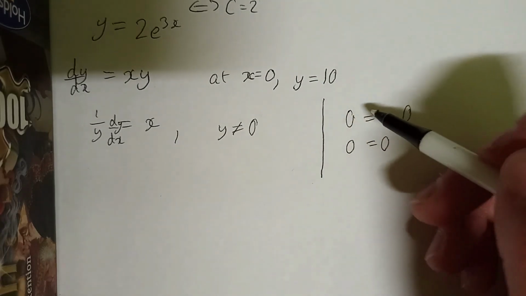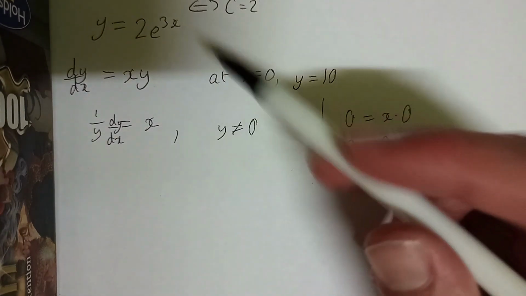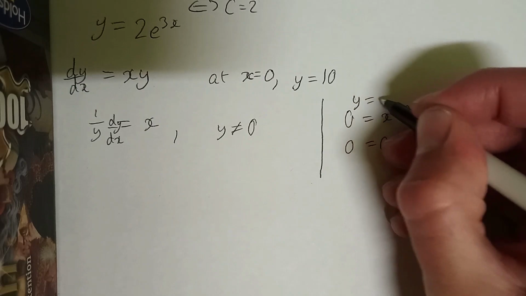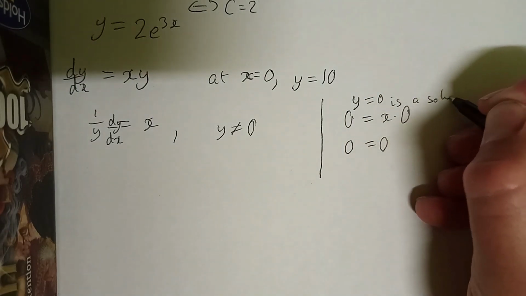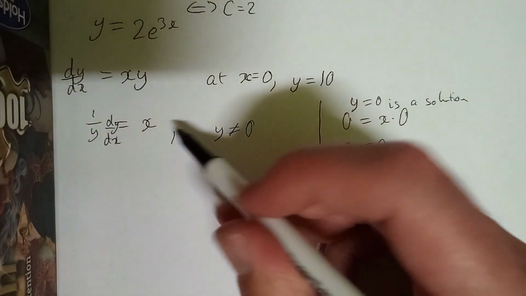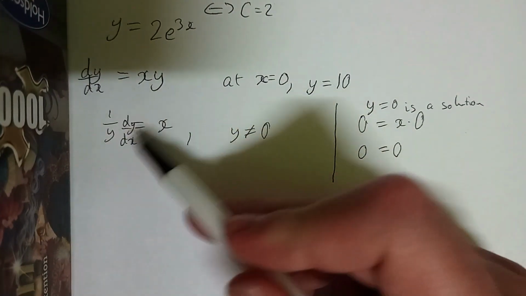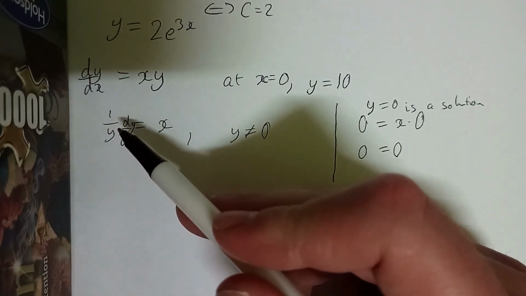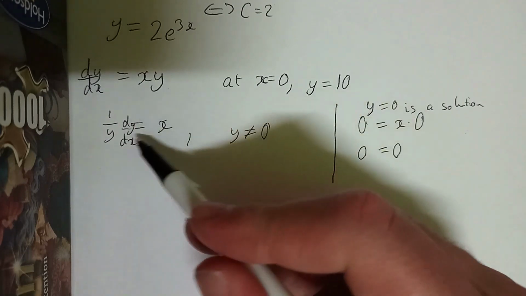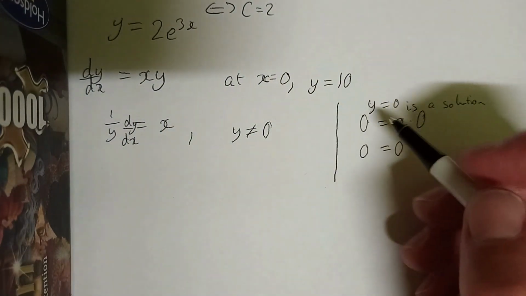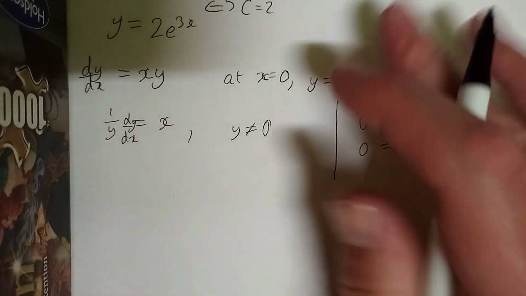So in other words, y equals 0 is indeed a solution. But by dividing by y here, we're assuming that y is not equal to 0. Okay, so here I'm considering the case where y is not equal to 0, but in fact y equals 0 is also a solution. It's not the only solution, but it's a solution.